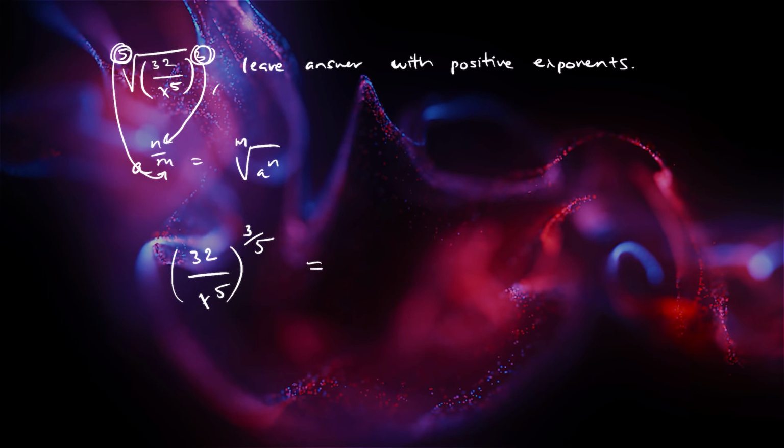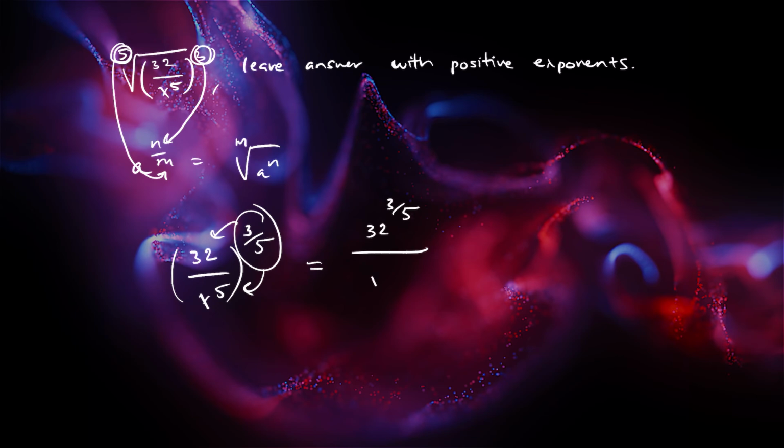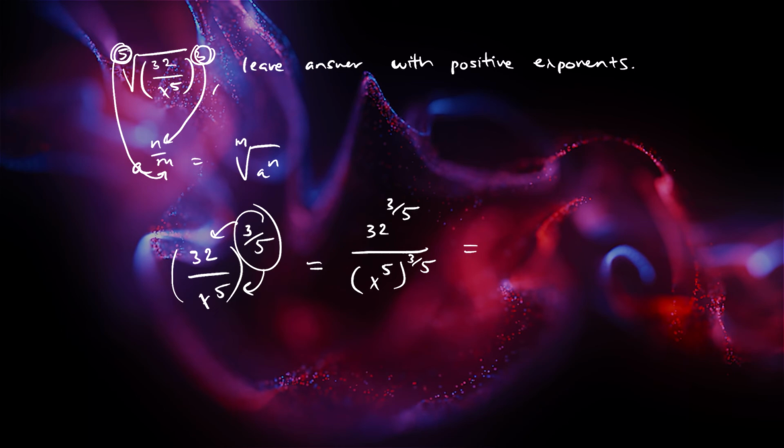Now we can go ahead and distribute this exponent onto both the numerator and the denominator. So we get 32 raised to the power of 3 over 5 over x to the power of 5 raised to the power of 3 over 5. Now 32 raised to the power of 3 over 5, you can calculate that with a calculator, but this is actually equal to 8.